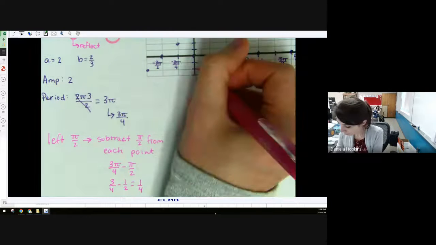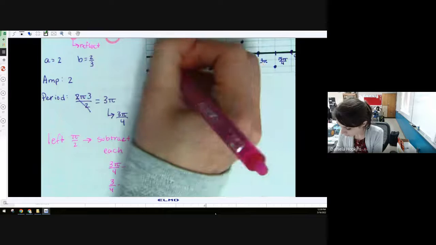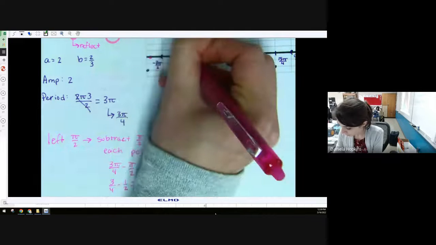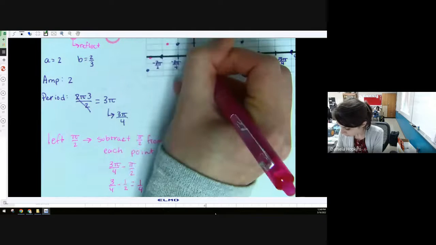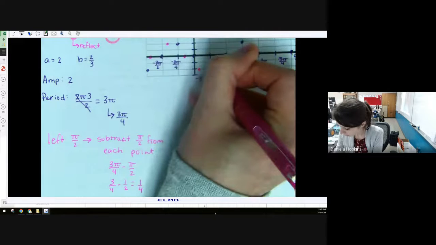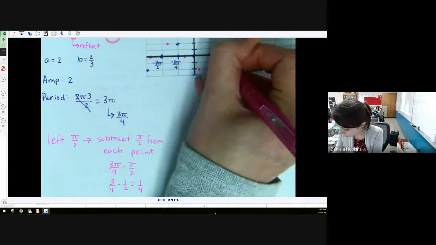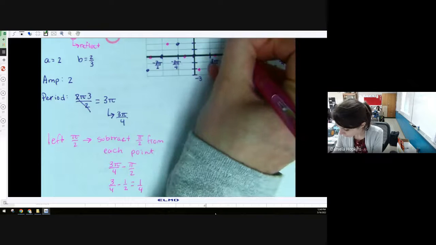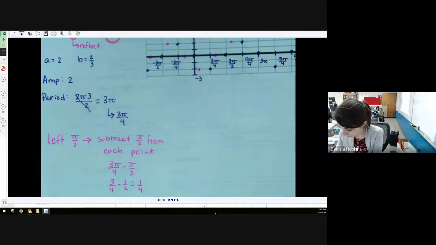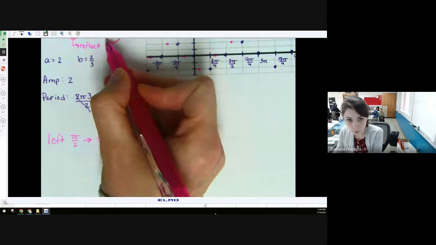So I'm going to take every single purple point that I plotted and just move it over. So this one goes over there. This one goes here. This one goes here. That one I moved over. This one goes here. It's to the left because it's a positive. You have to move backwards.